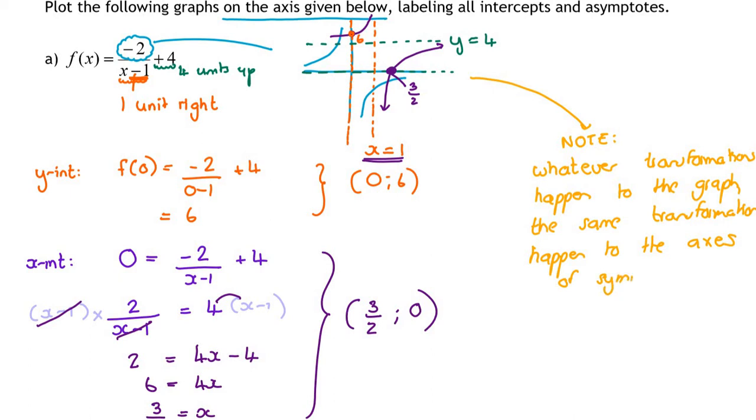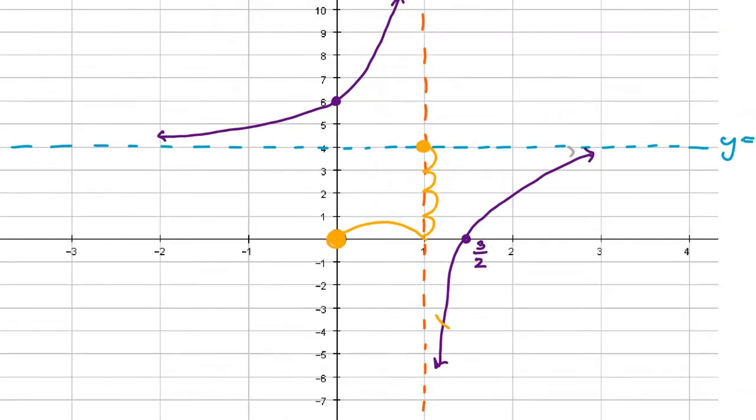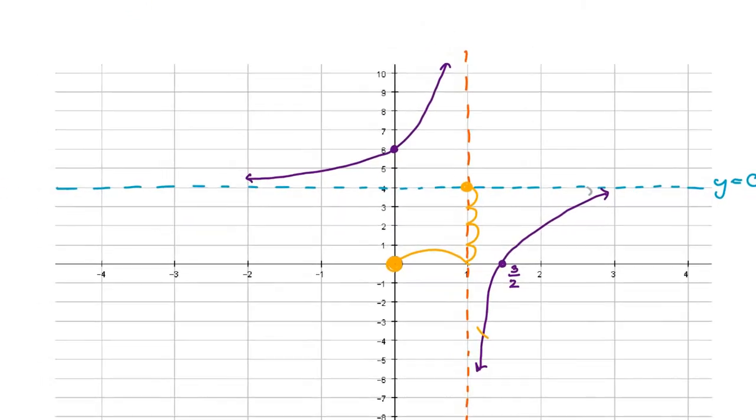Now what were these axes of symmetry in the original? They were y is equal to x or y is equal to minus x, except now they're not going to be, because they have moved 1 unit right and 4 units up. So they're going to look something along the lines of that. Those aren't particularly good straight lines, but something along those lines will be your 2 axes of symmetry.